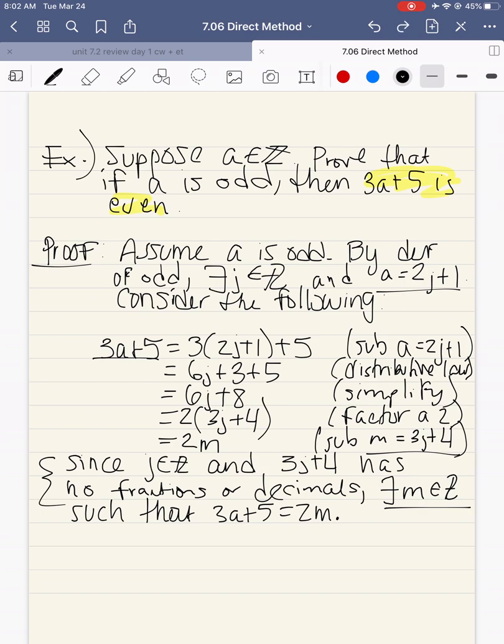So because we have this final statement here, by the definition of even, from our definition here, 3a plus 5 is even. And we just proved what we were trying to prove above.